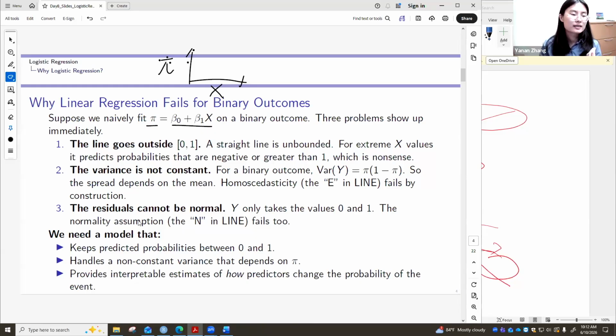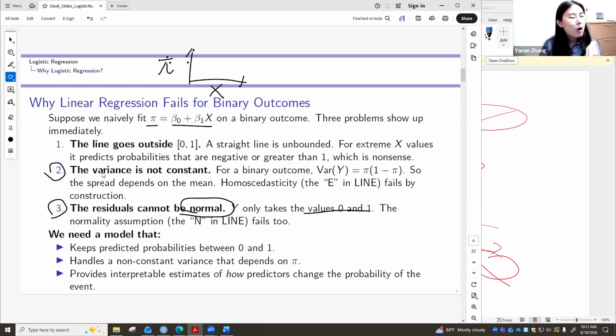Another reason is about the normality assumption, where we assume the residuals to be normally distributed. But if we have a binary outcome, we know the outcome only takes values of 0 and 1. So the residual could only take 2 values as well. So this is obviously not normally distributed residuals, right? So those two and three are the assumptions which are violated for the linear regression.